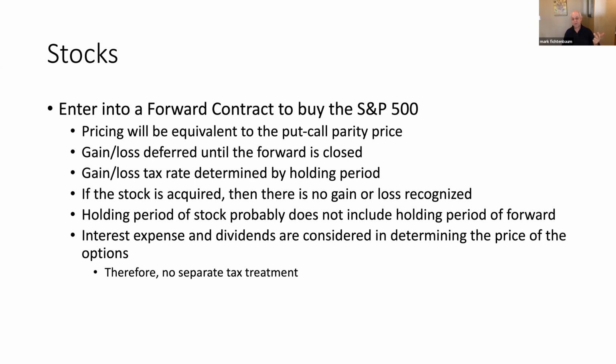We can enter into options on the index, and because they're 1256 contracts, they're going to give us different tax results. And then finally, we can enter into a forward contract to buy the S&P 500, and that will give us different tax results as well. So now we've got 4 different ways to buy the S&P 500 and end up with 4 different tax results.